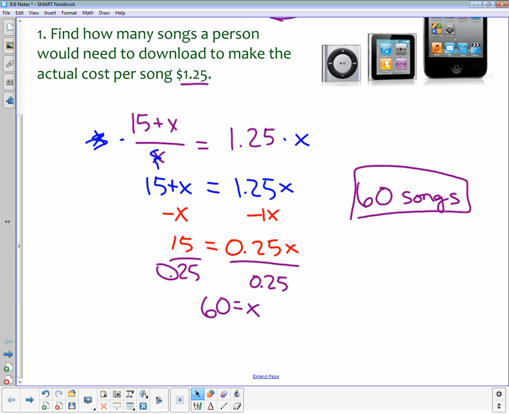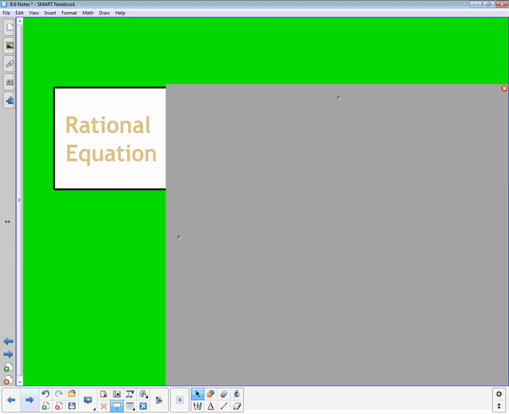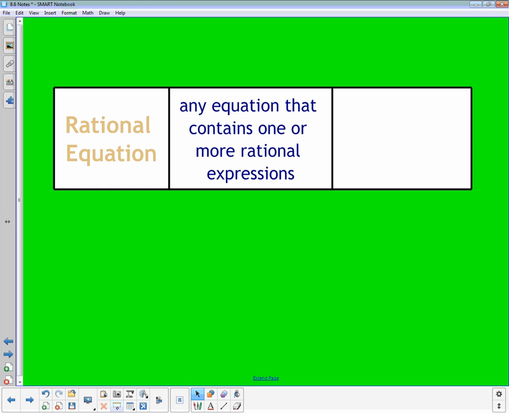Now, a rational equation is any equation that has a rational expression. Any equation that contains one or more rational expressions. One example is the one we just looked at: (15 plus x) over x equals $1.25. That's a rational equation because it has rational expressions in it.